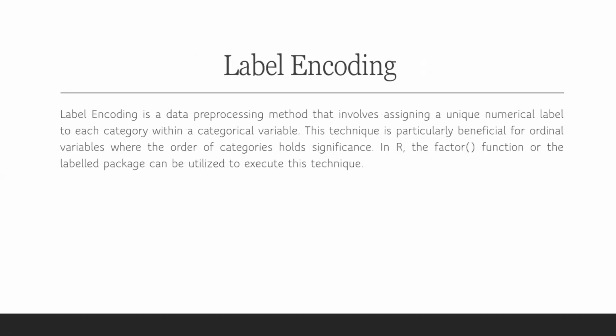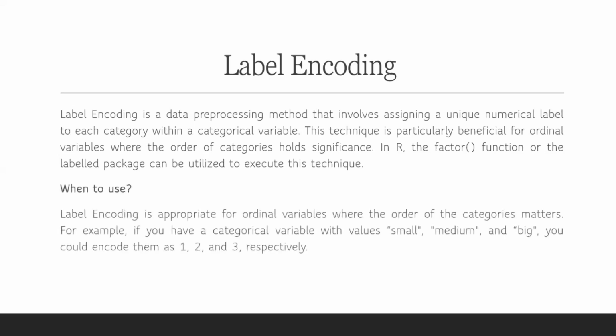So let's talk about label encoding. Label encoding is a data preprocessing method that involves assigning a unique numerical label to each category within a categorical variable. This technique is particularly beneficial for ordinal variables where the order of categories holds significance. In R, the factor function or the label package can be utilized to execute this technique.